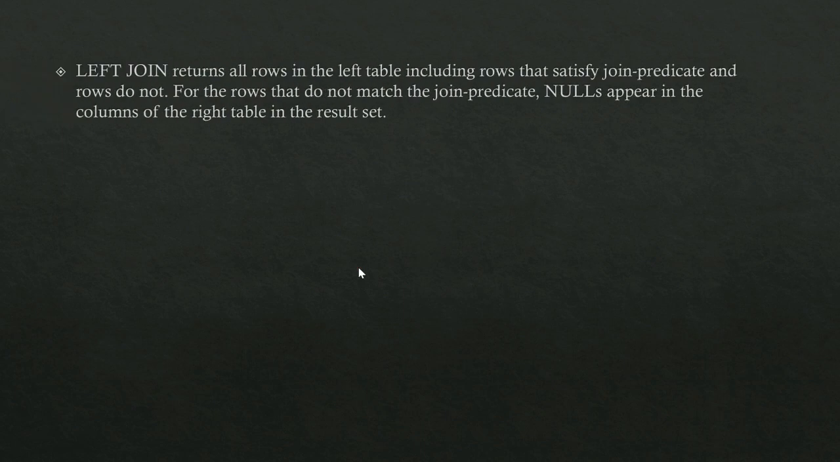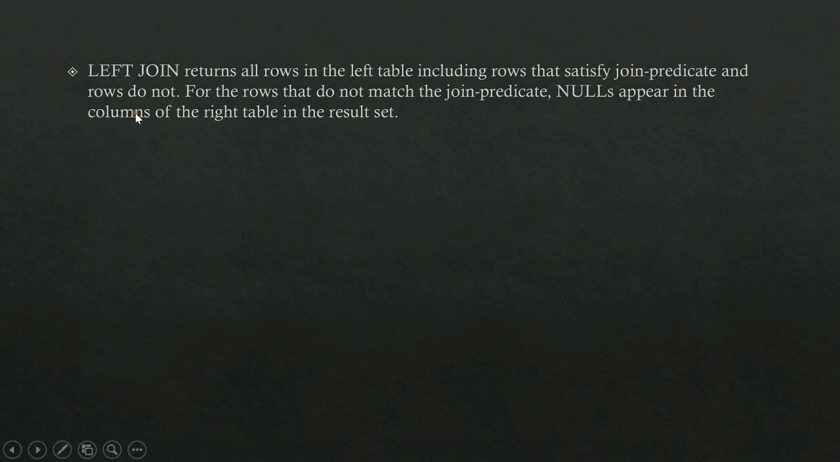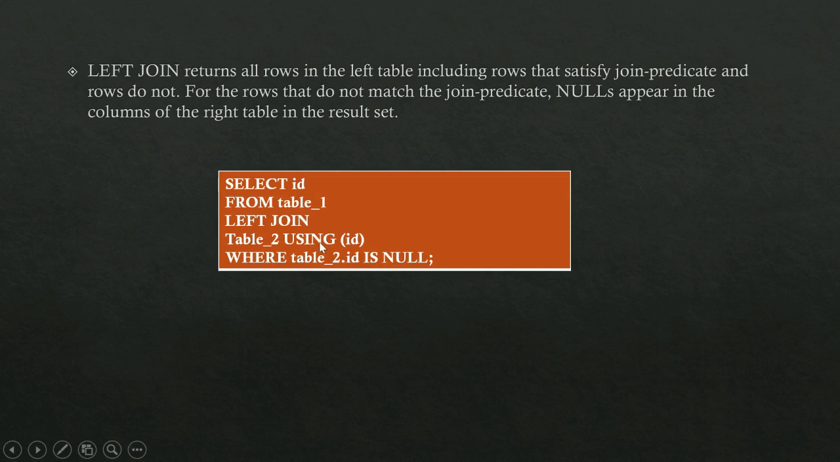While for left join in MySQL, it returns all rows in the left table, including rows that satisfy the join predicate and rows that do not. For the rows that do not match the join predicate, nulls appear in the columns of the right table in the result set. And here is a syntax for using left join, which is equivalent to set difference: select ID from table 1 left join table 2 using the given ID, where table2.id is null.